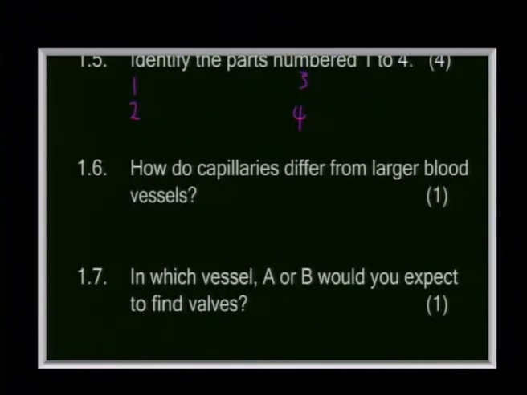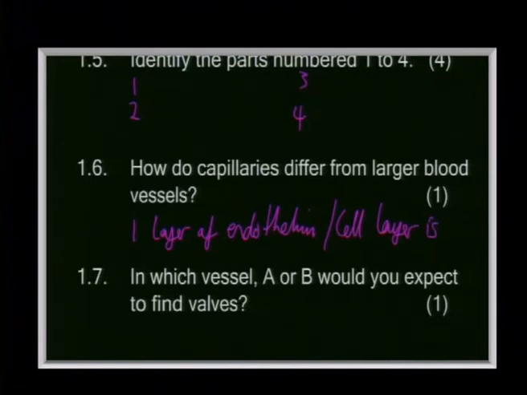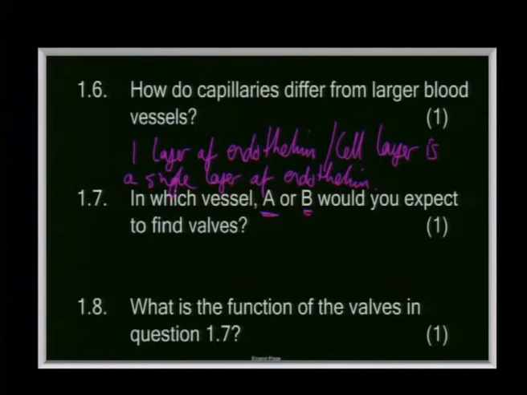Okay, how do capillaries differ from larger blood vessels? Remember, capillaries are simply one layer of endothelium. Okay, that's all they are. They have one layer of endothelium, or you can say that the cell layer is a single layer of endothelium. Doesn't matter how you put it, as long as you make it very clear, it's only one layer of cells, and that is endothelium. All right, then, in which vessel, A or B, would you expect to find valves?